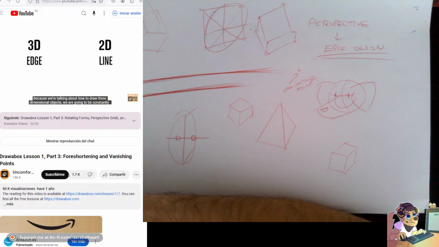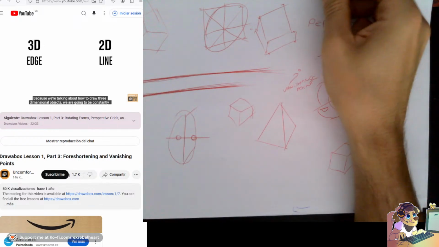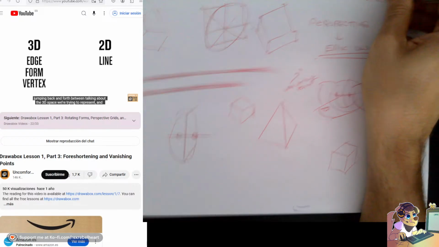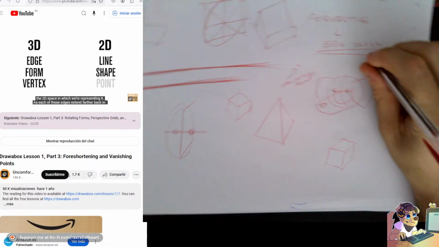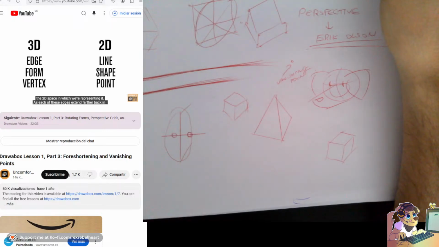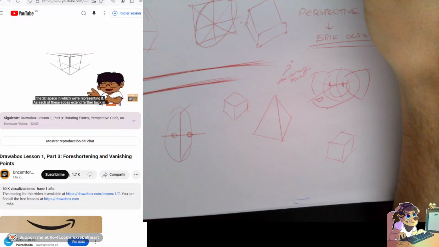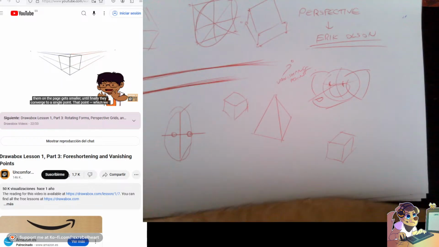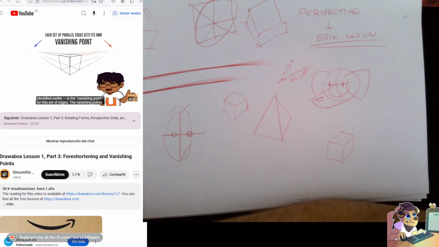Because we're talking about how to draw 3-dimensional objects, we are going to be constantly jumping back and forth between talking about the 3D space we're trying to represent and the 2D space in which we're representing it. As each of these edges extend farther back in 3D space, moving away from the viewer, the distances between the lines that represent them on the page get smaller, until finally they converge to a single point. That point, which we identified earlier, is the vanishing point for this set of edges.